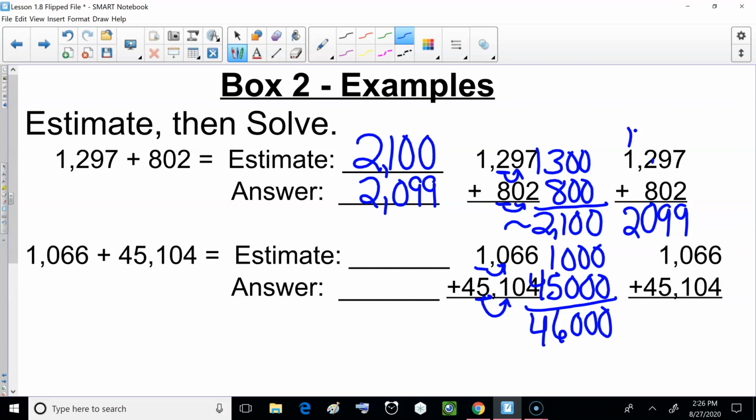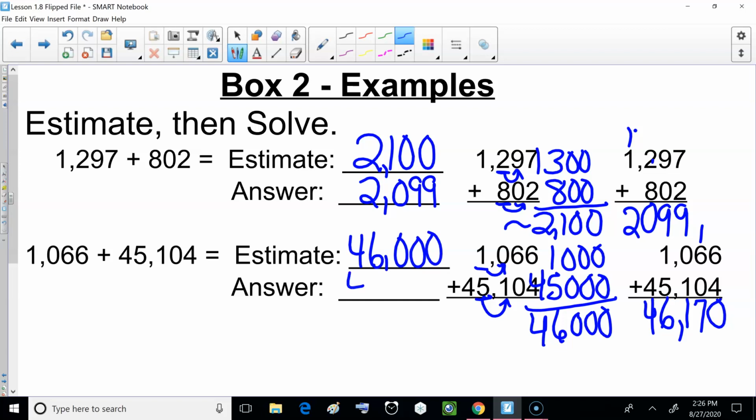6 ones plus 4 ones is 10 ones, so 0 here. Put the 1 over there. 1 plus 6 is 7, plus 0 is still 7. So I have 7 tens. 0 hundreds plus 1 hundred is 100. 1 plus 5 is 6 for the thousands, and 4. So I get an answer of, my estimate was 46,000.